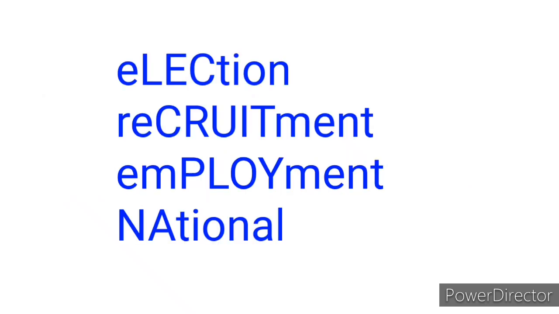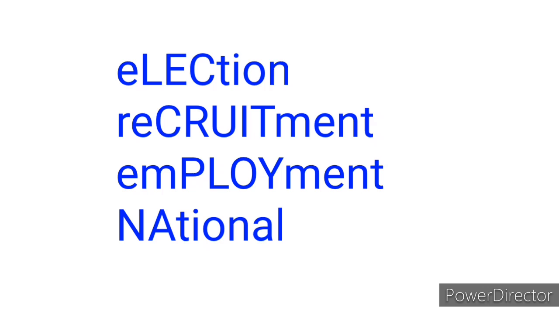Now let's look at these words: election, recruitment, employment, national. All these words have 3 syllables, but we've stressed them as though they were 2 syllable words, because the first syllables are unstressed. The word election is from the word elect. Elect. That's the root word. Now, elect, is it a noun or a verb? Is it an action word or a name of a person, animal, place, or thing? It is an action word, so it's a verb. That's why the stress will go to the second syllable.